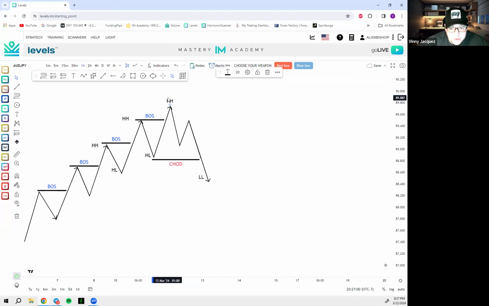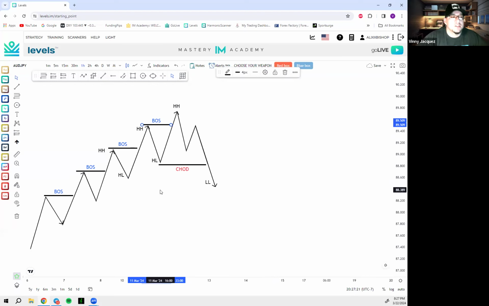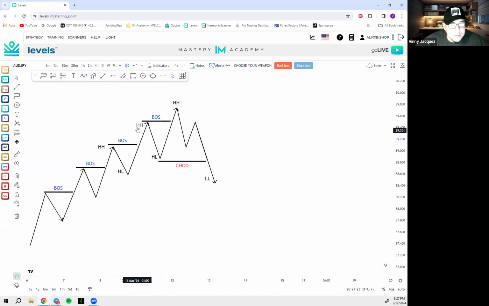Where's my shoulder? Annotate, as long as you can delete it. We had that problem a couple calls back. Where's my shoulder? The BOS. The very last higher high, guys, is going to be your head. Now, your shoulder is going to be your previous break of structure, your very last break of structure. That's why it's so important to mark it up like this.